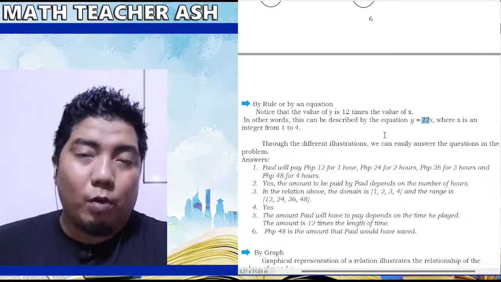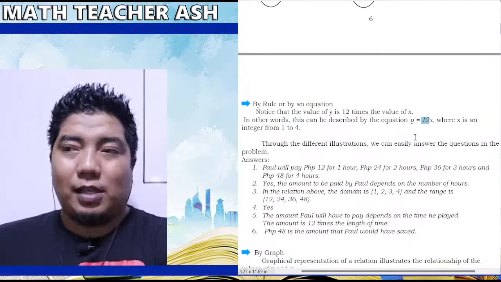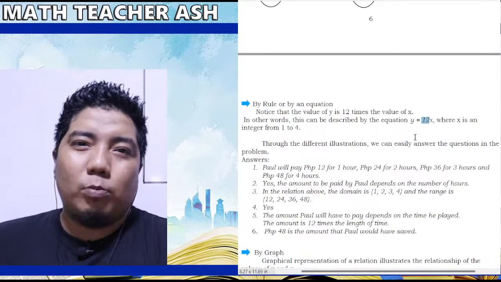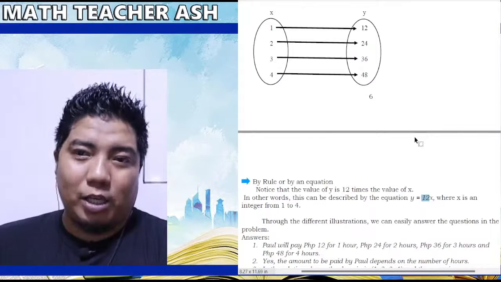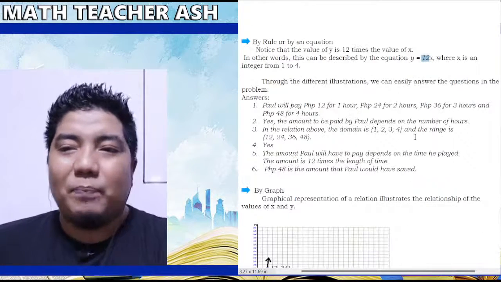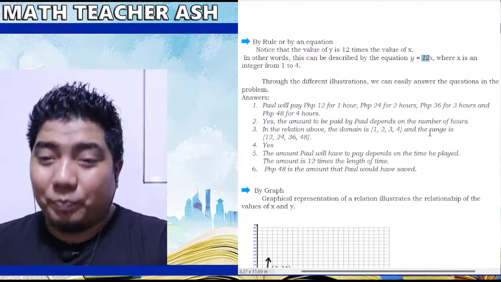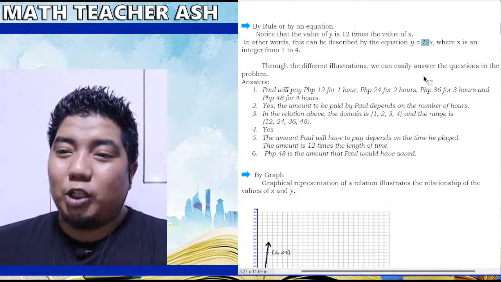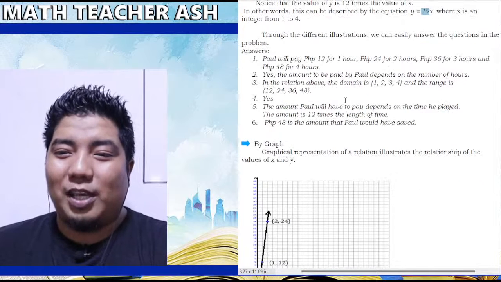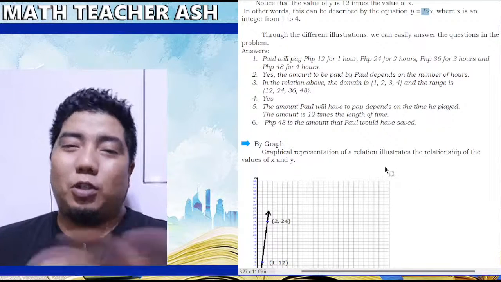So this is how you write, or depende sa kung paano mo isusulat ang isang relation. Okay? So it could be represented in 5 different ways. Napakagaling, di ba? Alright. So, through the different illustration, we can easily answer the questions. Okay, so nandito na yan. So, ito yung pinag-usapan kayo.